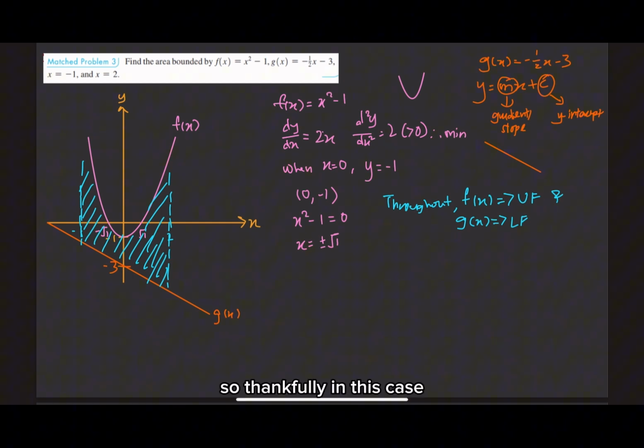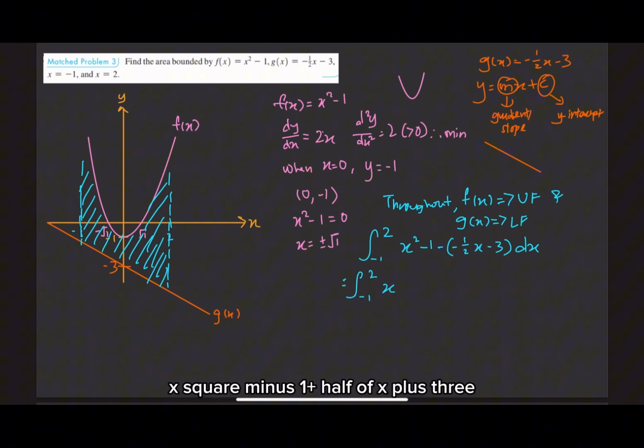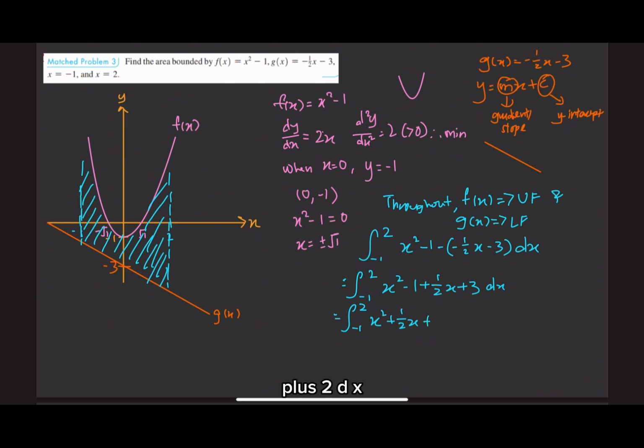So, thankfully, in this case, all you have to do is take the integral from negative 1 to 2. Upper function is x squared minus 1, minus our g of x, which is negative x minus 3, dx. And you will get the integral from negative 1 to 2 of x squared minus 1 plus half of x plus 3 dx, and simplify it further, x squared plus half of x plus 2 dx.